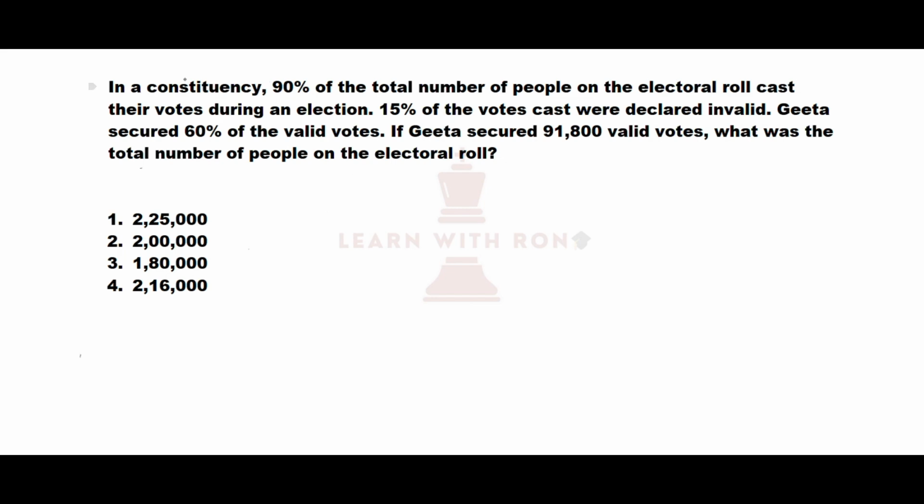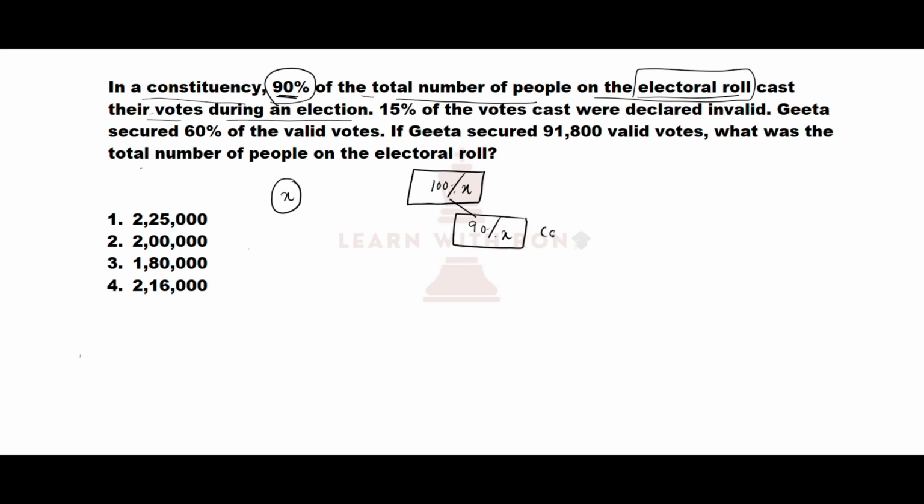See this question here. Here they have given, in a constituency 90% of the total number of people on the electoral roll cast their votes during election. Let us suppose total number of people on the electoral roll as X, or I can write X as 100% of X, right? So this is the total number of people on the electoral roll. So in that 90% who casted their vote, means 90% of X who cast their vote. Okay, in this 90%, 50% of the votes cast were declared invalid.